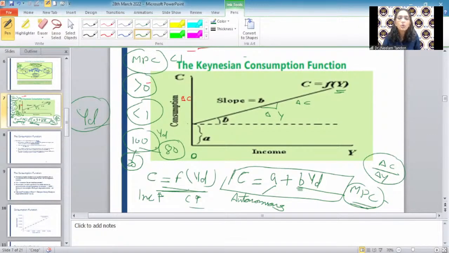So this is how MPC is all about. Keynes gave the concept of consumption function. It has two important components: autonomous consumption. What is autonomous consumption? Consumption at 0 level of income. Why is it significant? Reason being, if you do not have income, that doesn't mean you will not go for spending.